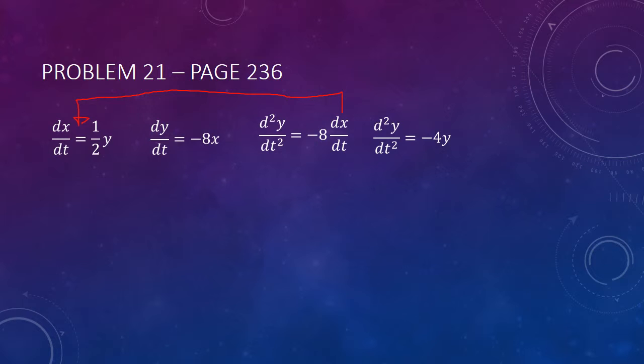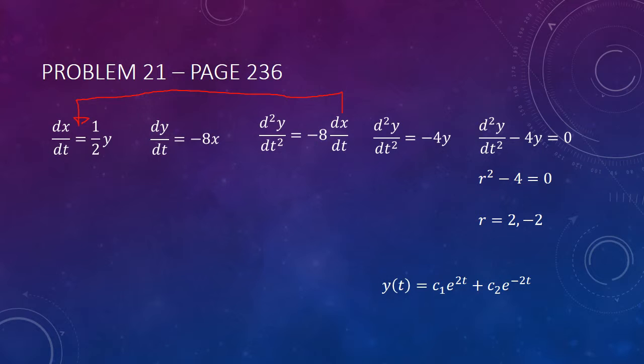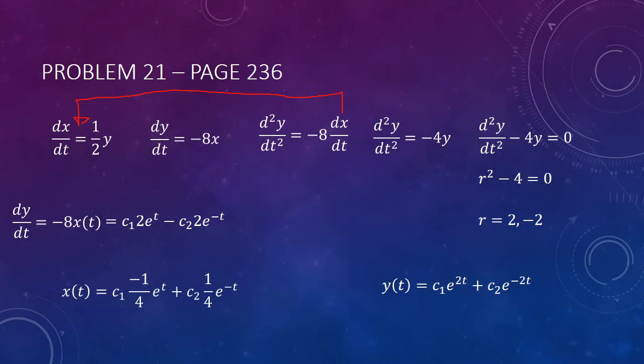I get this expression, and if I set it equal to 0, I get a second order linear differential equation with constant coefficients. Find the characteristic equation, solve for the roots. So our solution for y needs to be this. Now, how do I find x? Well, I know that the derivative of y is equal to minus 8 x of t, so there's my derivative of y, and now I can just divide by a negative 8, and so I get this expression for x, and now I have solved my system of differential equations.